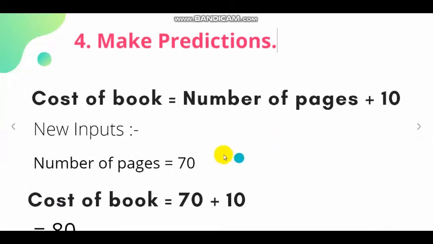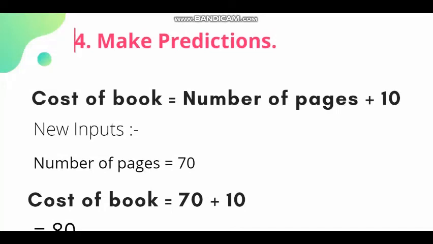And let's just say we give it a new input, and that is, the number of pages is equal to 70. Then it will use this pattern to make predictions. So the number of pages is 70 and the cost of book is going to be 70 plus 10, that is number of pages plus 10. So the cost of book is 80. So this is how machine learning algorithms are going to work, and there are many types of machine learning algorithms. We'll talk about them in future videos.